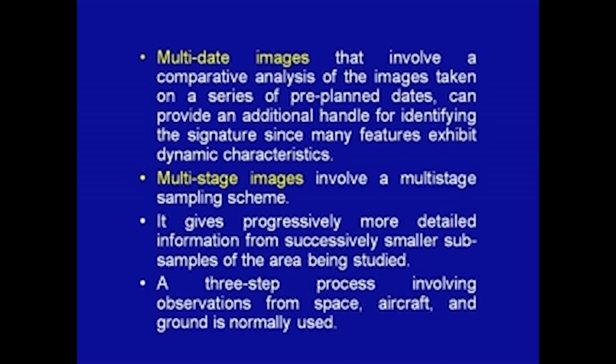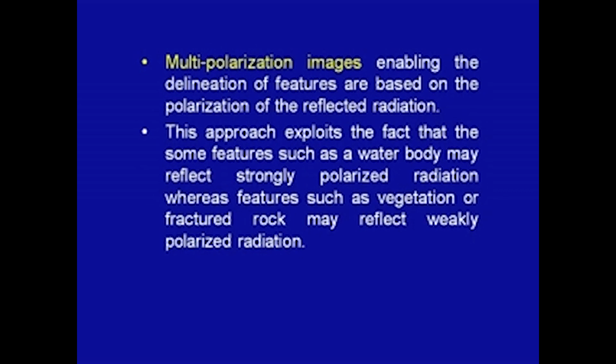Multi-stage images involve a multi-stage sampling scheme. It gives progressively more detailed information from successively lower subsamples of the area being studied. A three-step process involving observations from space, aircraft and ground is normally used. Next is multipolarized images. This enables the delineation of features based on the polarization of the reflected radiation.